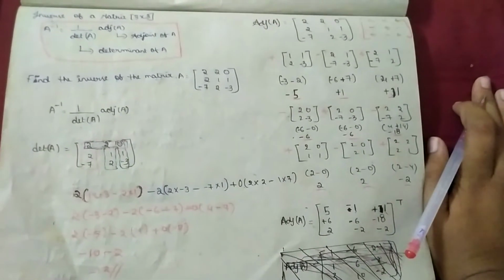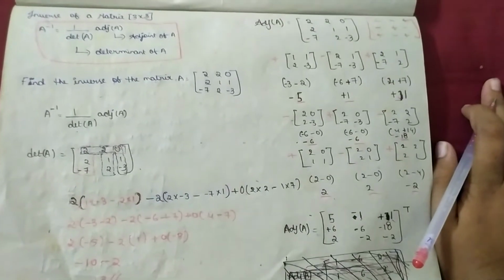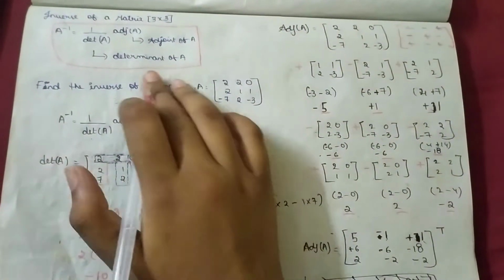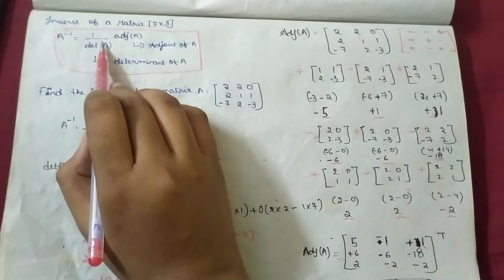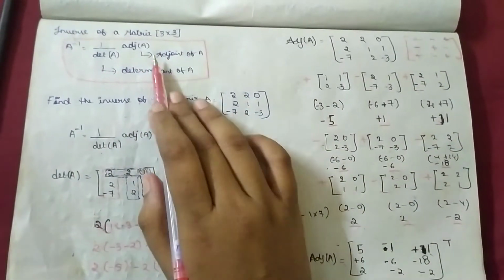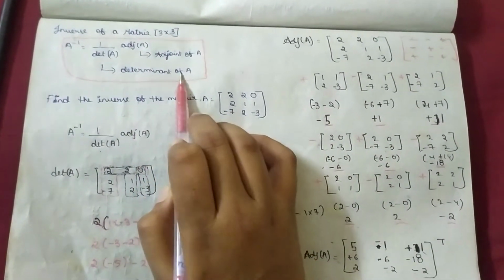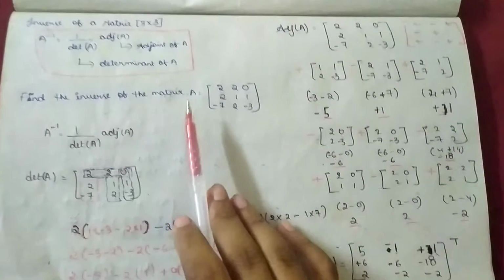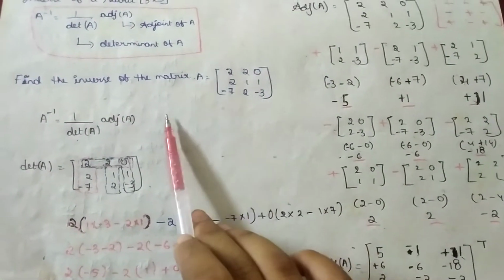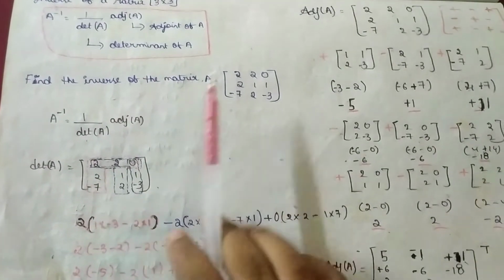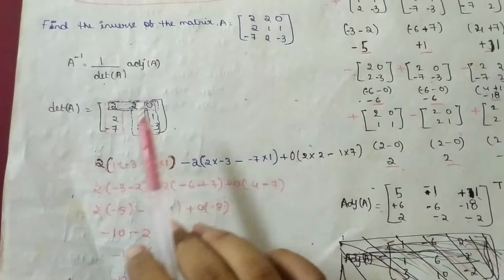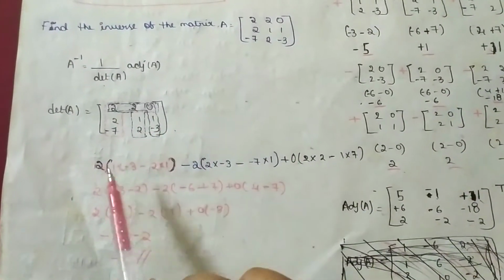Another most important topic is the inverse of a matrix. So the inverse of matrix formula is A inverse is equal to 1 by det A into adjoint A. So adjoint A, determinant of A. So first, the question is: find the inverse of a matrix. The question is given like this. So first we have to find the det. How to find det means it is similar to how I showed to find adjoint, but there is a small difference.